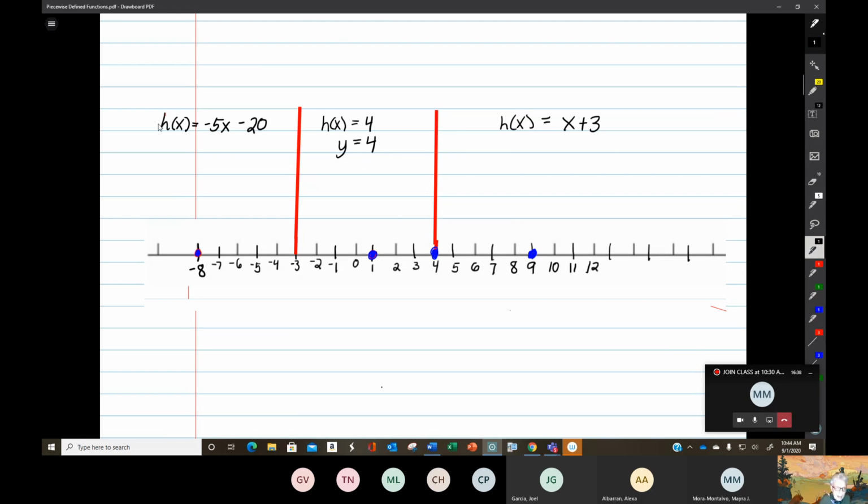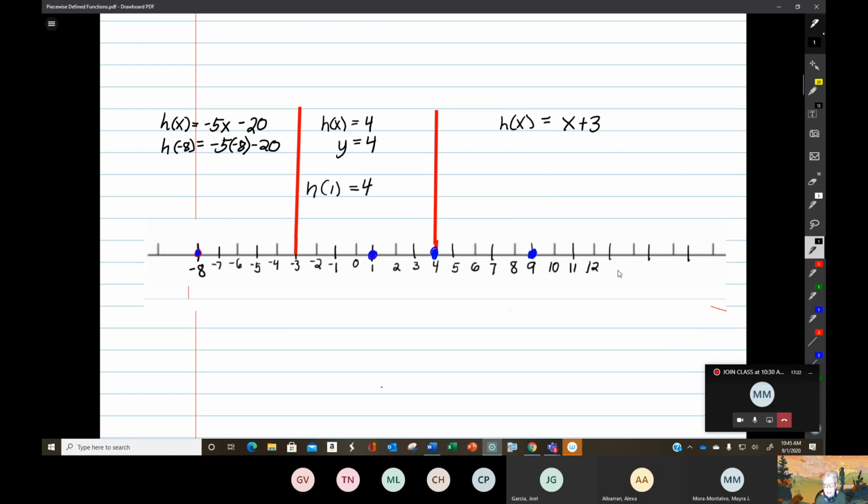Well, for negative 8, I use this piece of the function. H of negative 8 is going to equal negative 5 times negative 8 minus 20. And in here, h of 1 is just going to equal 4. No matter what x is, y equals 4.